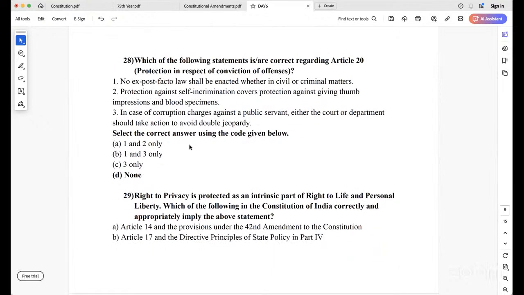Now, protection against self-incrimination covers protection against giving thumb impressions and blood specimens. No, we are bound to give that.